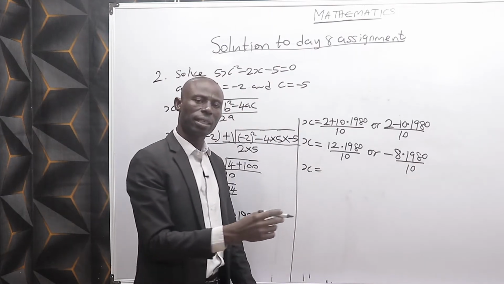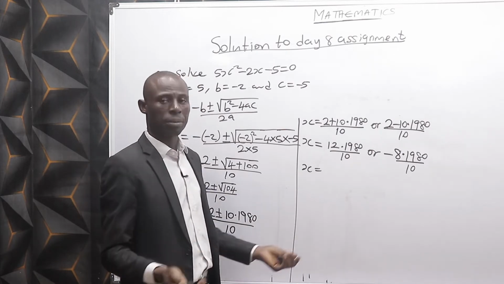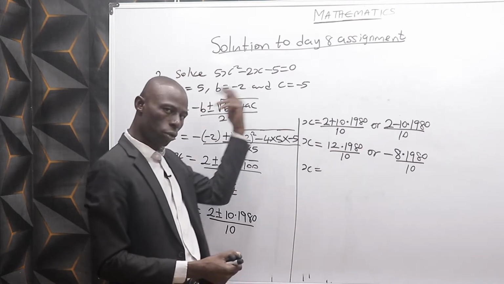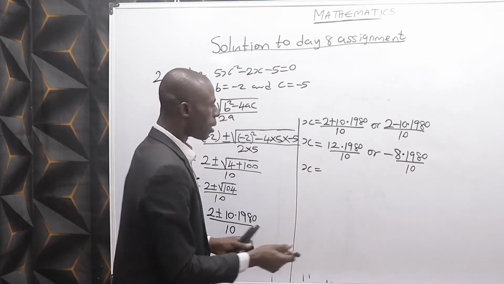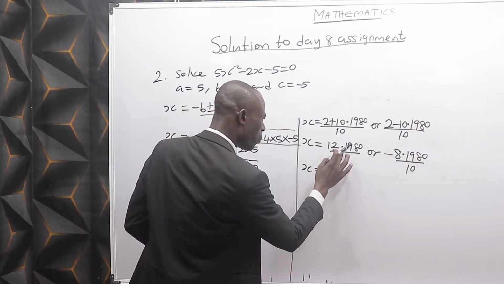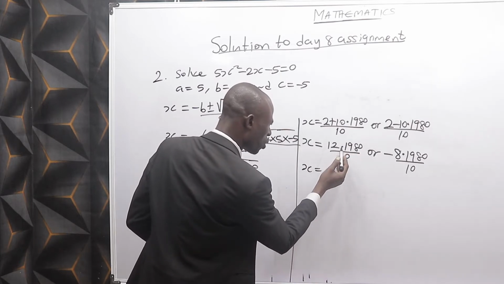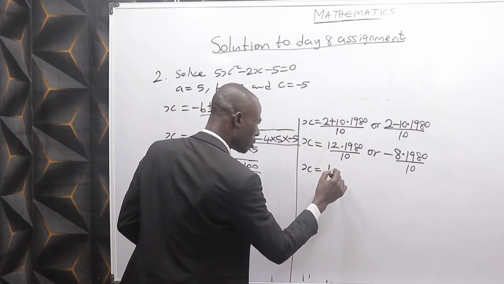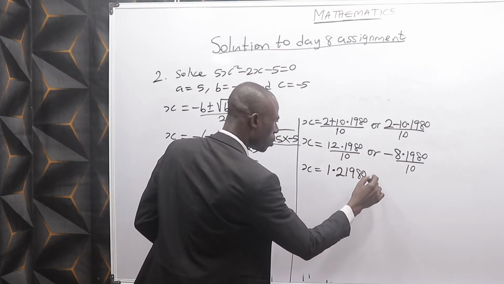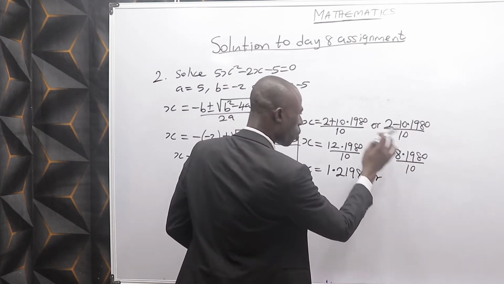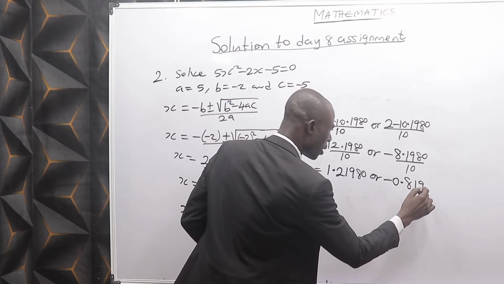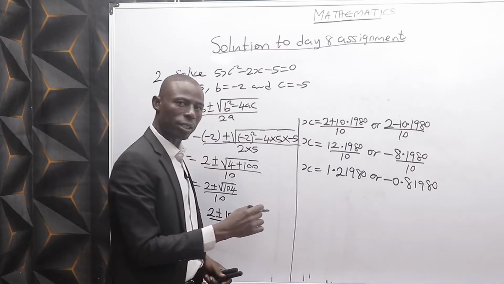Whenever we divide decimal numbers or any number by powers of 10, remember the decimal point will be shifted forward by the number of the power of 10. Here there is only one power of 10. So to divide 12.1980, the decimal point will be shifted forward once. So we have 1.21980. Or this one will be shifted once. It will be minus 0.81980. Do we understand?